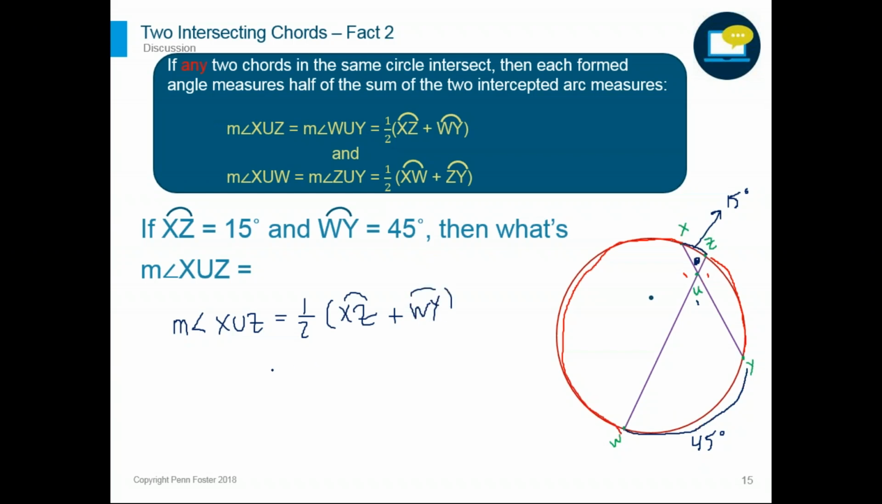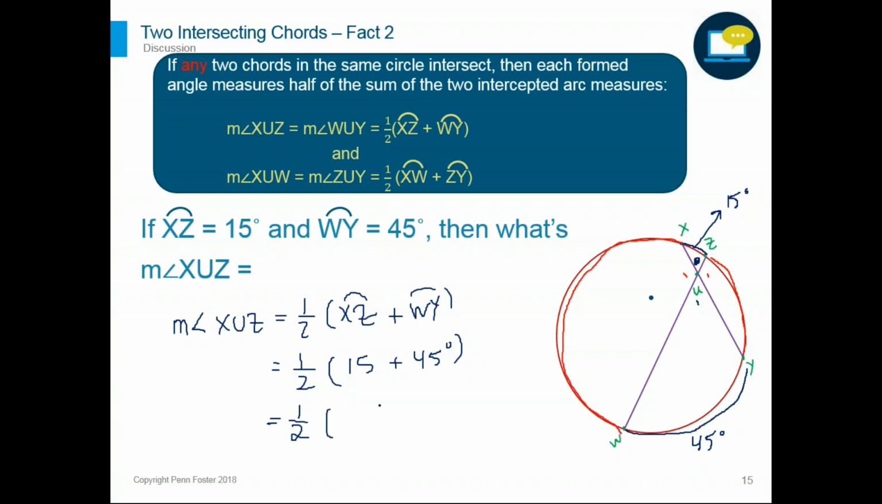Everything is given in this question. I just have to plug in the numbers: half times XZ, which is given as 15 degrees, plus WY, which is given as 45 degrees. So we need to do the order of operations correctly. We are not going to multiply half times 15 and add 45. We actually have to do the operation inside the parentheses first and then multiply times half, or divide by 2, which is the same thing. So half will remain outside.